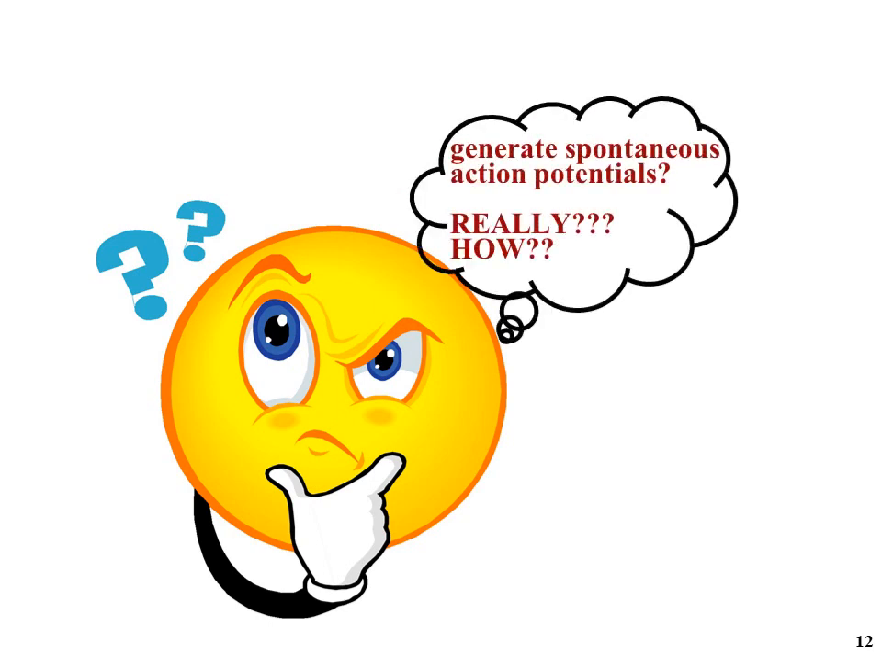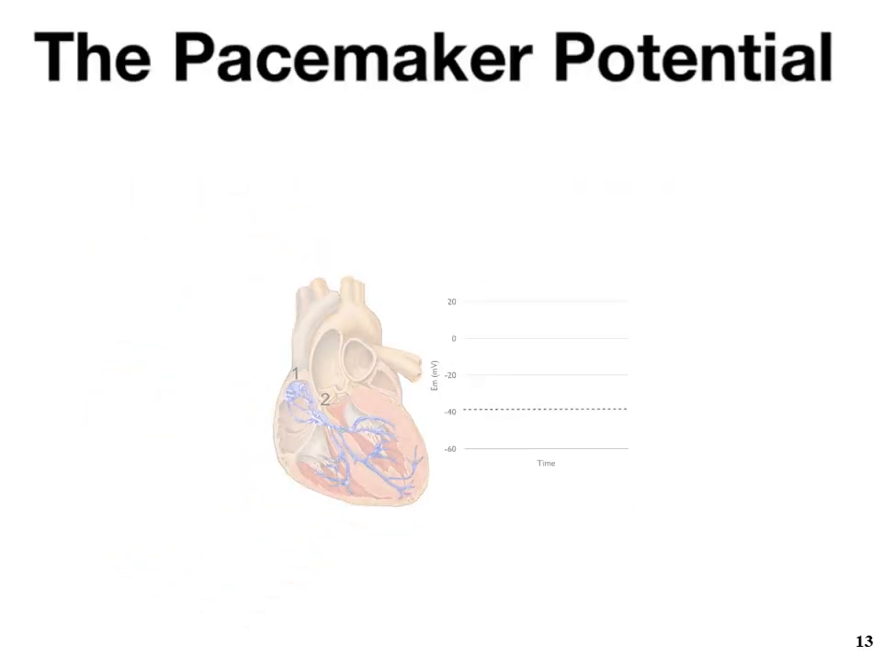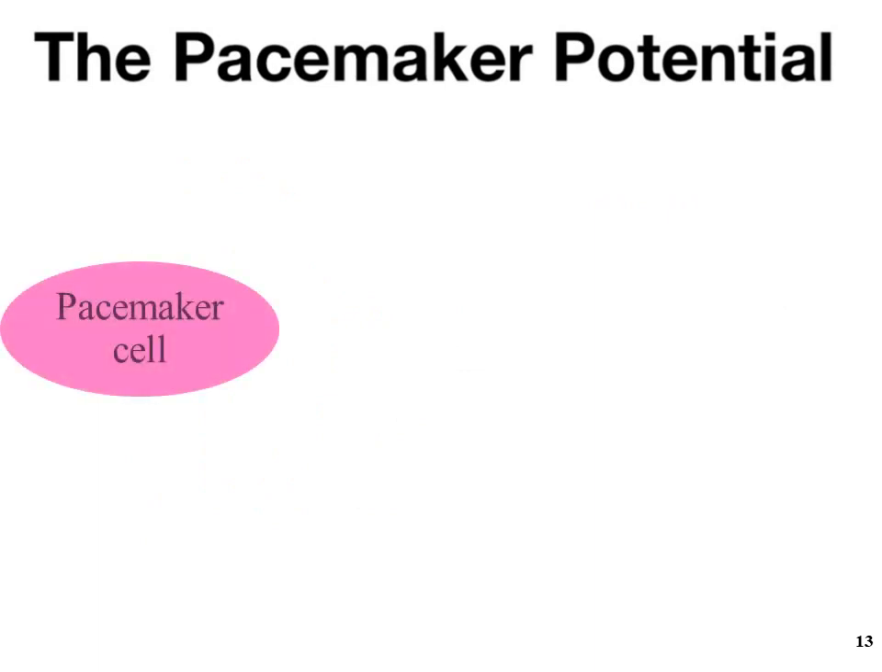We said before that the SA node generates spontaneous action potentials. Really? How do they generate spontaneous action potentials? This is the pacemaker cell. The pacemaker cells have a resting membrane potential of -60.